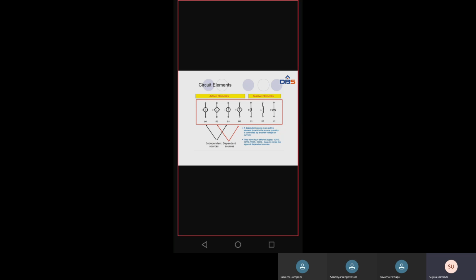Independent sources, from the independent point of view, do not depend on other sources. So these are the basic differences between these elements.